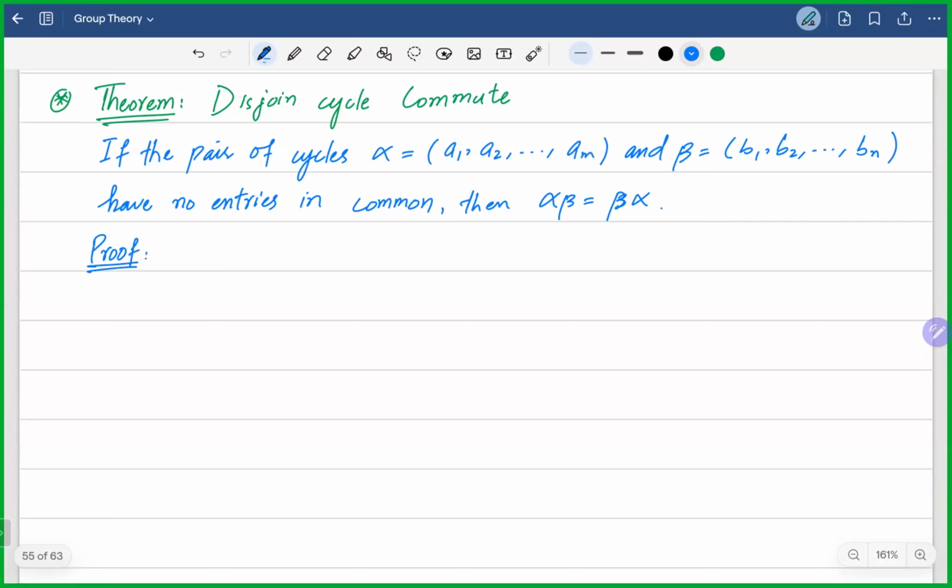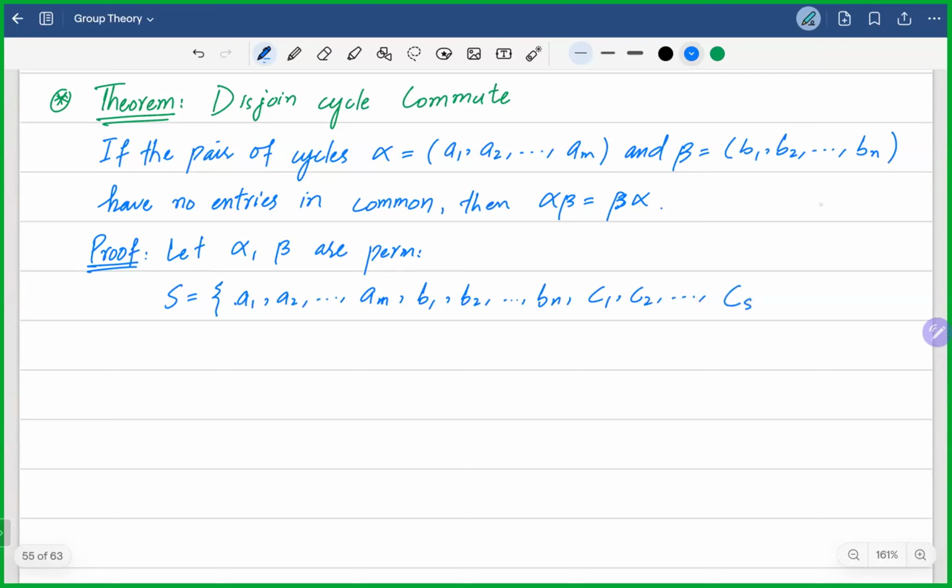So for definiteness, let us say that alpha and beta are permutations of the set S equals A1, A2 to Am, B1, B2 to Bn, C1, C2 up to Ck, where the C's are the members of S left fixed by both alpha and beta.